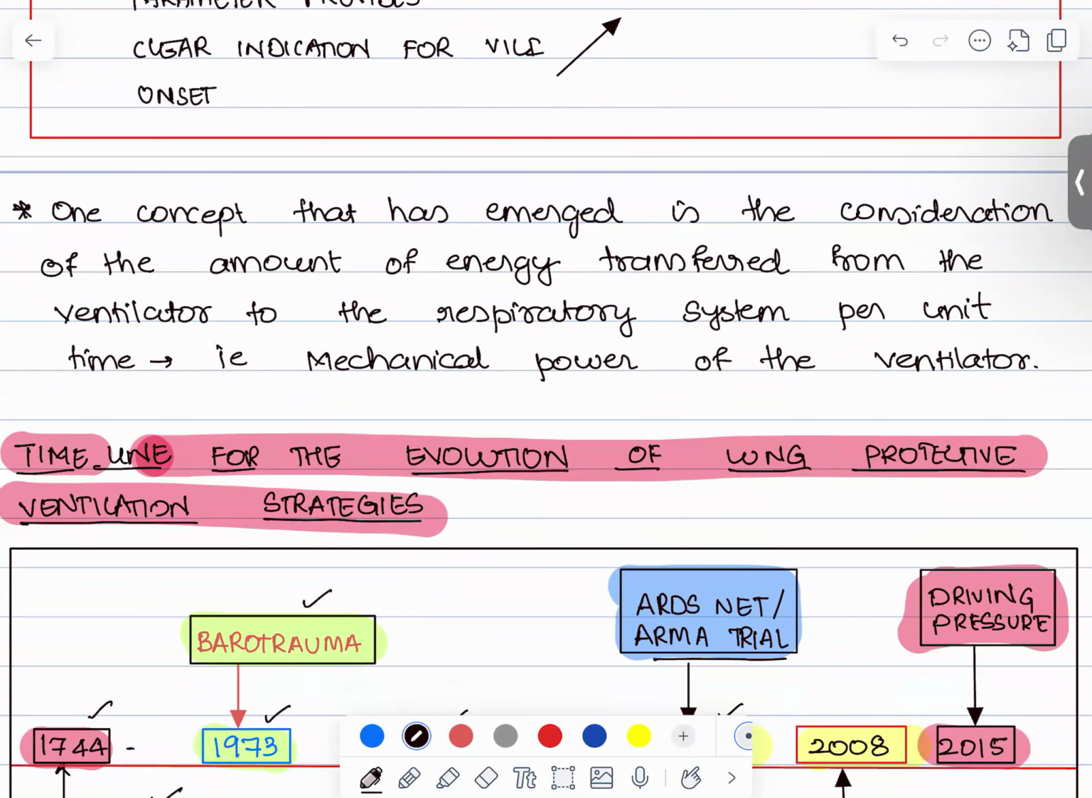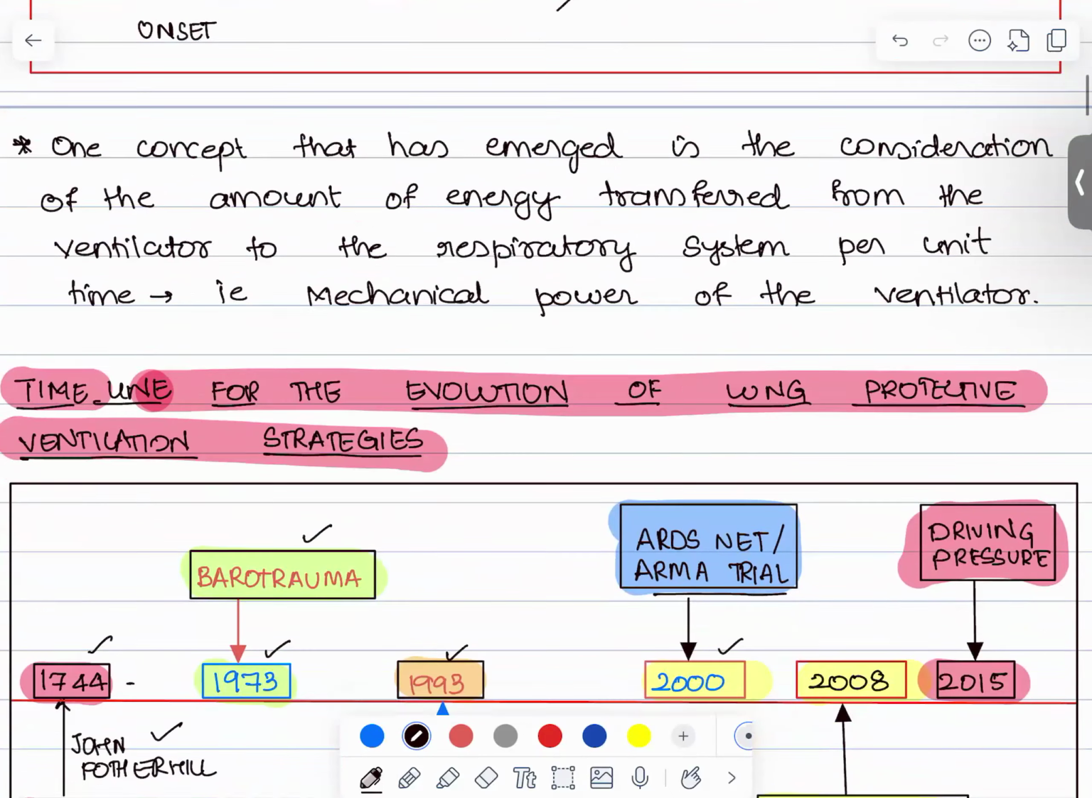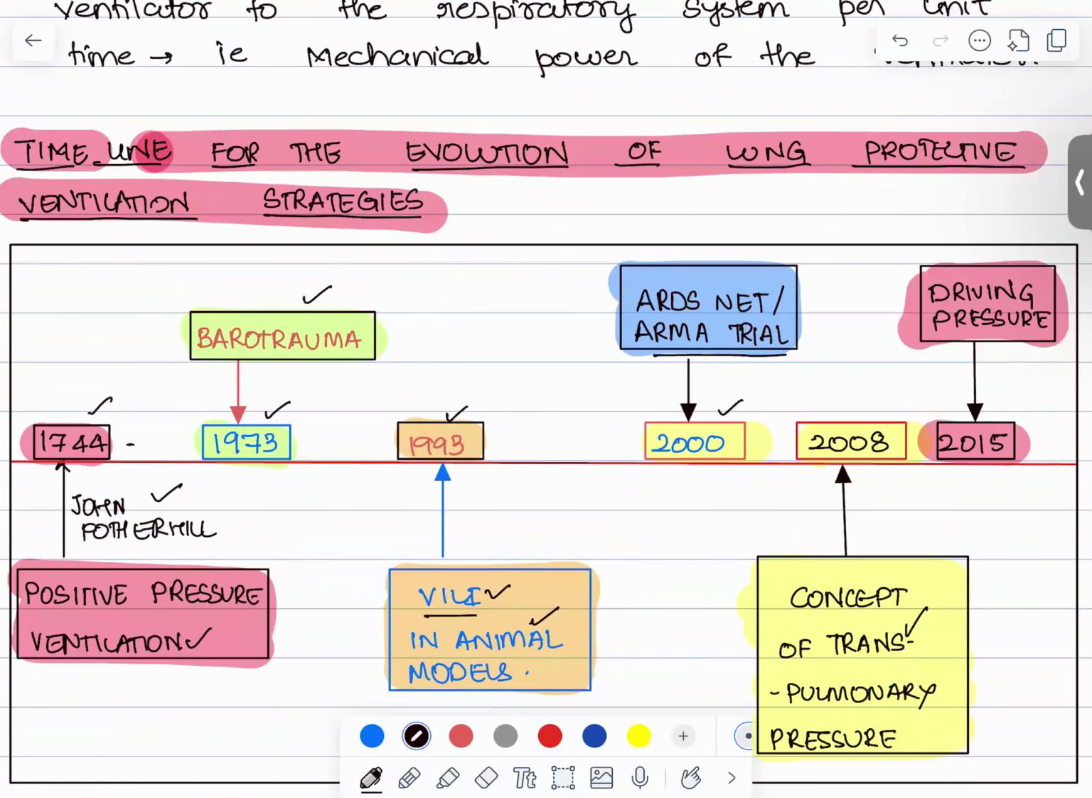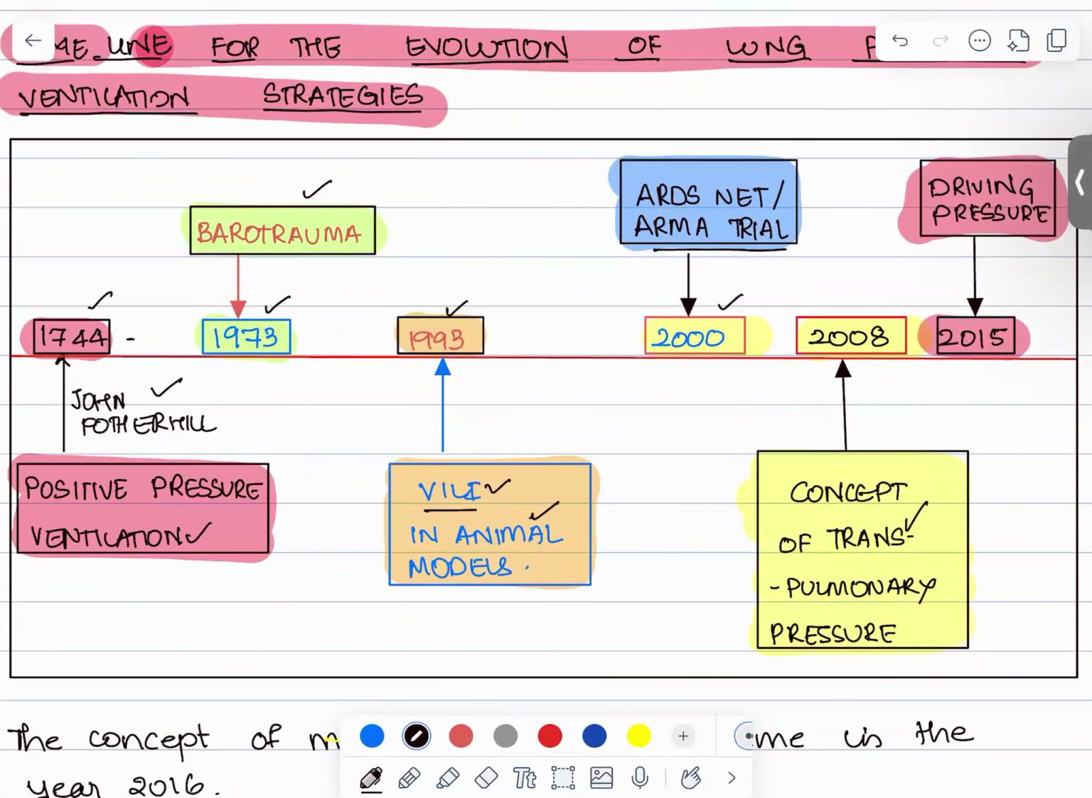Before we begin the concept of mechanical power, here is some timeline of ventilation per se. In 1744, positive pressure ventilation was first coined by John Fothergill. In 1973, we got to know what exactly barotrauma is. In 1993, animal models such as the piglet model showed that the ventilator can also cause injury. In 2000, the famous ARMA trial, the ARDSNet protocol, came, which gave us the importance of low tidal volume.